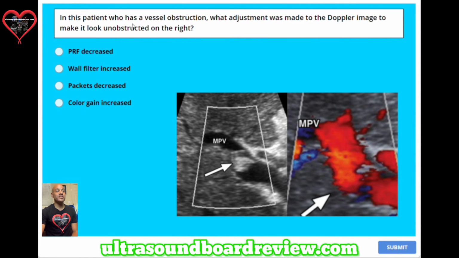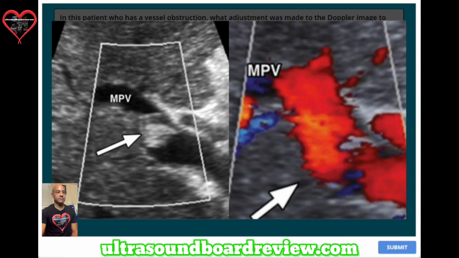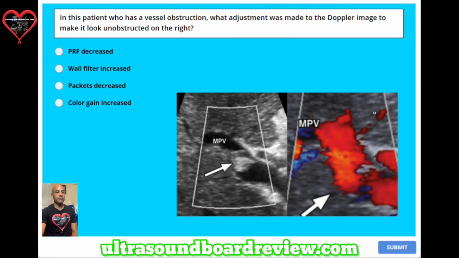Question 24. In this patient who has a vessel obstruction, what adjustment was made to the Doppler image to make it look unobstructed on the right? A, PRF decreased. B, wall filter increased. C, packets decreased. Or D, color gain increased. So this is the obstruction right here. Why does it look unobstructed here? The answer is D, the color gain increased.